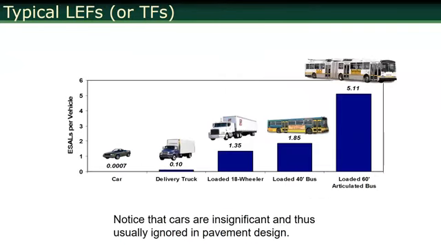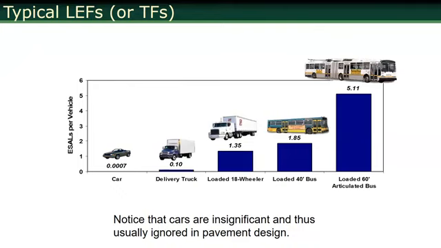Okay, now look at the truck factors. For cars, the truck factor is very, very low, so we don't consider cars. Small delivery trucks don't cause much damage. A loaded 18-wheeler has a truck factor of about 1.135. These are very average numbers. A loaded 40-foot bus is about 1.85, because it has only 2 axles. This has like 5 axles, this only has 2. So this actually causes a lot more damage than this one, interestingly.